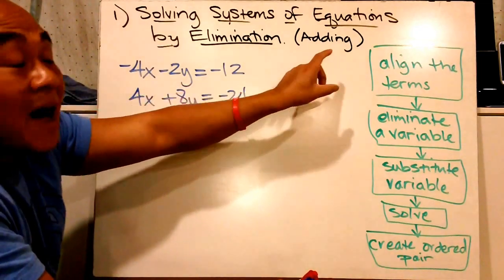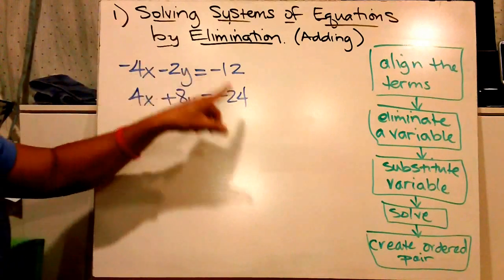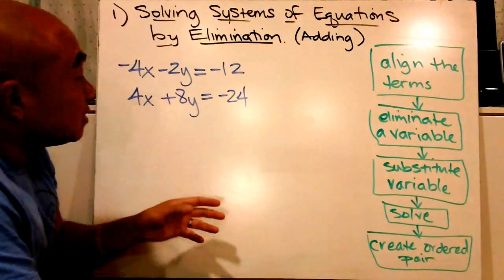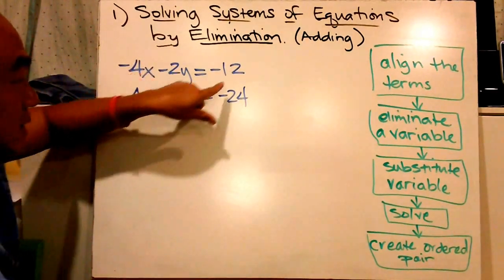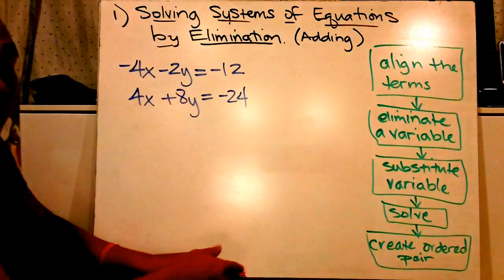Alright, so let's start off with solving systems of equations by elimination, and in this case we're going to use adding to help us out. First off, we're going to align the terms. Now notice the terms are already aligned. That was easy. So right here, x's, y's, and then of course your constants, or your numbers. And we're going to look for a variable to eliminate.